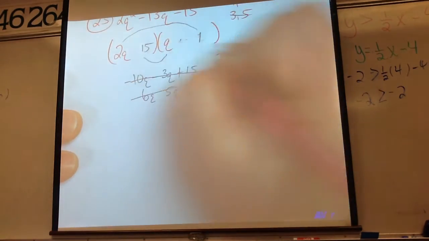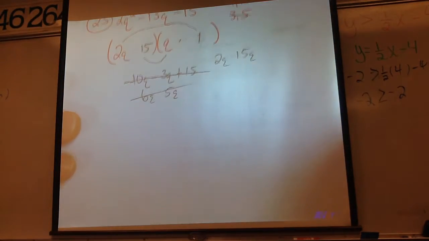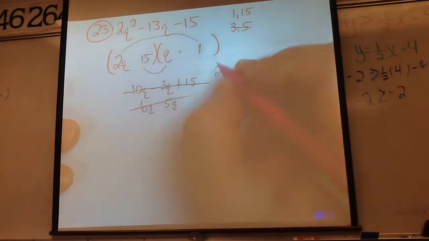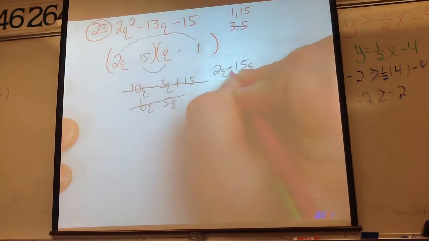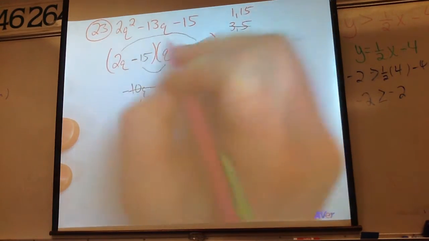That's 2Q. That's 15Q. Can we make 13 out of 2 and 15? Yes. Make one of them negative. Which one? 15. 2 minus 15 is negative 13. So the 15 is negative, the 1 is positive. There it is.